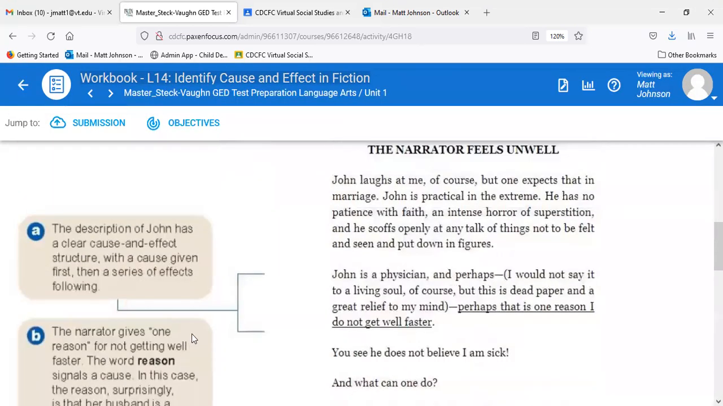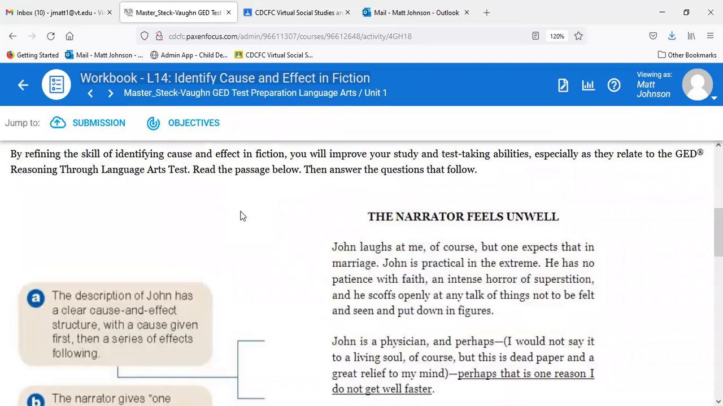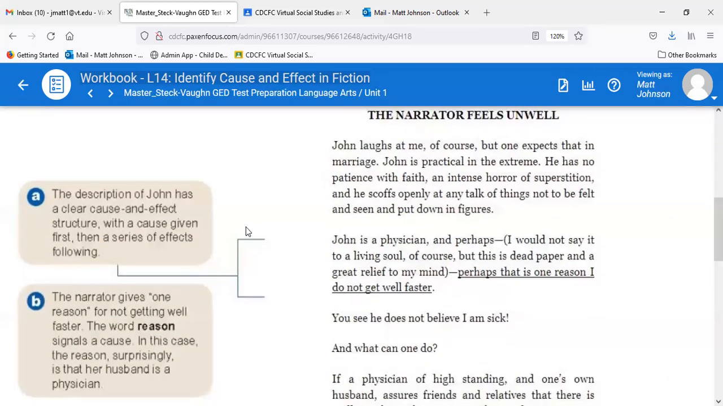So John laughs at me, of course, but one expects that in marriage. John is practical in the extreme. He has no patience with faith, an intense horror of superstition, and he scoffs openly at any talk of things not to be felt and seen and put down in figures. John is a physician, and perhaps I would not say it to a living soul, of course, but this is dead paper and a great relief to my mind. Perhaps that is one reason I do not get well faster. You see, he does not believe I am sick.